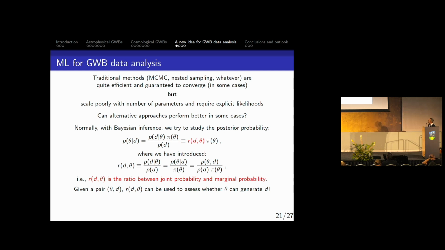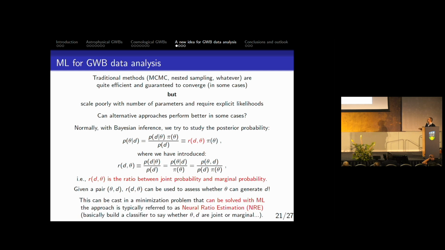So this ratio, if you do some algebra, is the ratio between joint and marginal probability. So what you can do is to basically train a network to, when you show data and parameters, build a classifier to tell you whether the two things are coming together or not. The interesting thing of all this procedure is that it's likelihood-free, basically. So you just need a simulator. You have to show many examples of your data given model to your network, and the network will be able to tell you whether these two things are coming together or not.